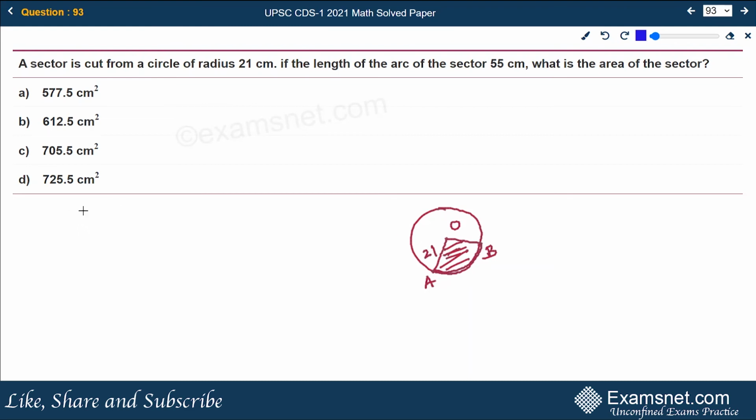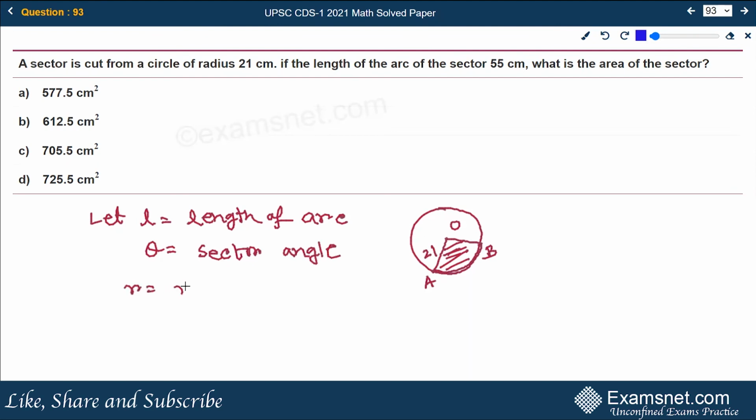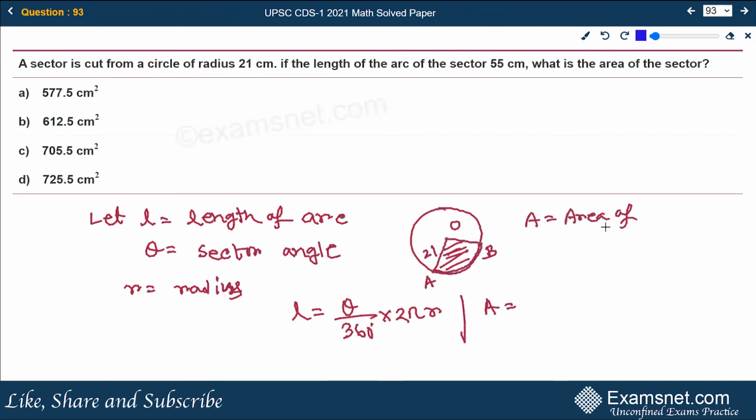First of all, there are two formulas related to a sector. Let L be the length of the arc, theta the sector angle, that is the angle at the center, and r the radius. The formulas are L equals theta by 360 degree multiplied by 2 pi r, and A, the area of the sector, equals theta by 360 degree multiplied by pi r square.